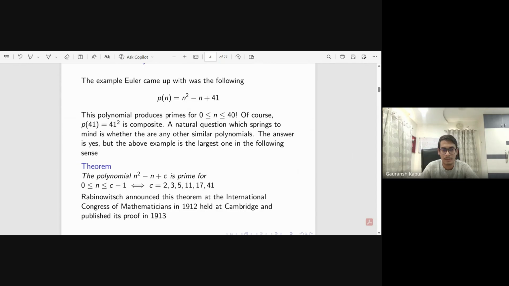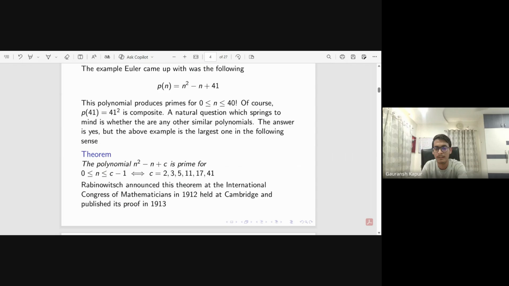So this states that the polynomial n square minus n plus c is prime for 0 less than or equal to n less than or equal to c minus 1 if and only if c is 2, 3, 5, 11, 17, or 41. So these numbers seem to be very random, and this is a very small set. So today we'll try to see why these numbers appear and what these numbers exactly are. That's the goal of this talk. We won't be proving this theorem, but we'll see why these numbers appear and what they're doing exactly here.